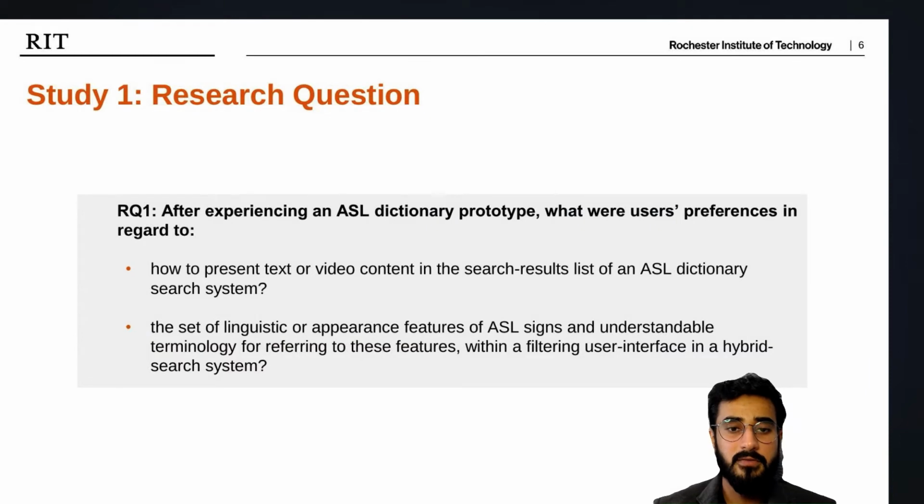So we tried a few things on the interface design of these dictionary systems. For example, we asked users how they would like the results to be presented, both the textual and visual parts of the results, and whether we can potentially use filtering on top of a results page in order to make the overall user experience better for the users.